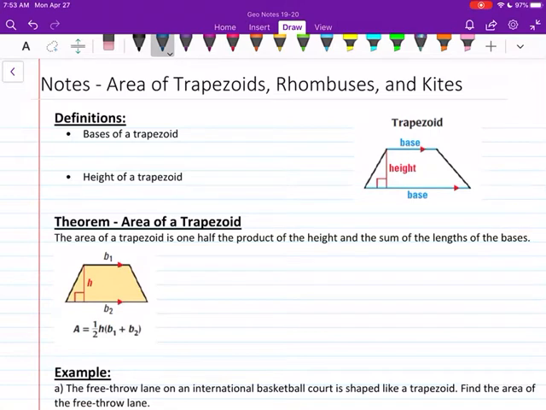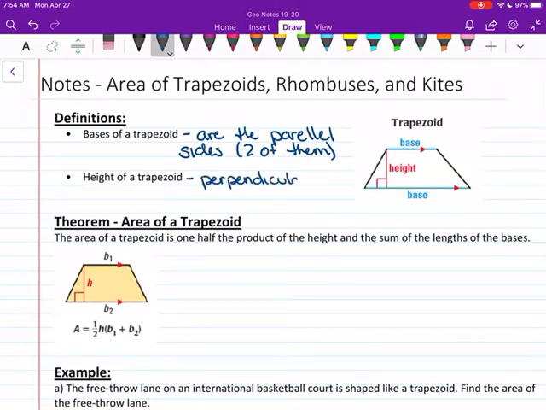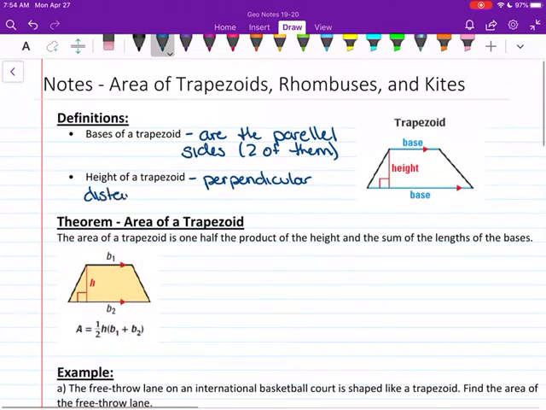Let's review trapezoid. A trapezoid has 2 parallel sides, and the other 2 sides are not parallel. The bases of a trapezoid are the 2 parallel sides, so there's 2 of them. And the height of the trapezoid is the perpendicular distance between the bases.